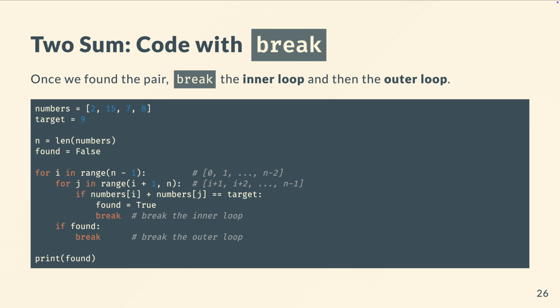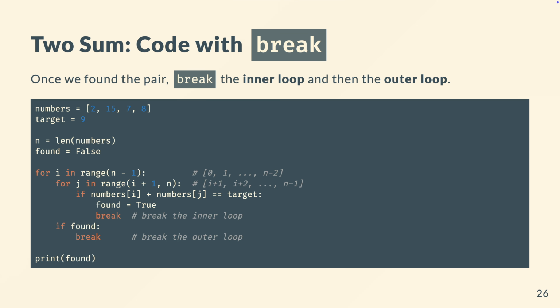Let's add break statements to stop early. Once we find the pair, break the inner loop and then the outer loop. Look at the code. We add 2 lines of break statements. The first one breaks the inner loop, and the second breaks the outer loop.